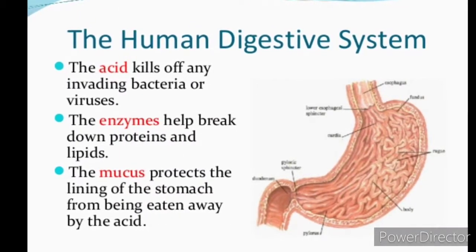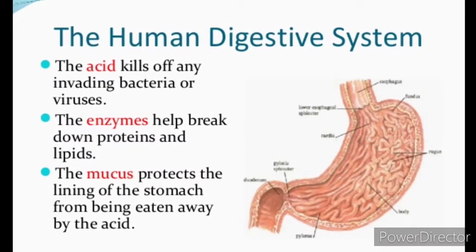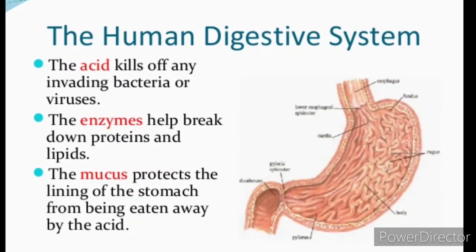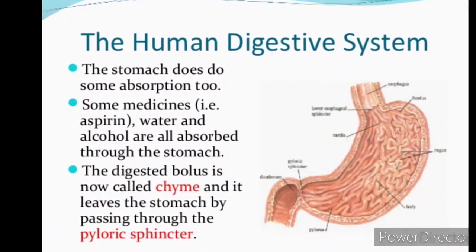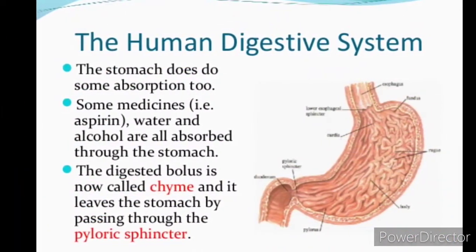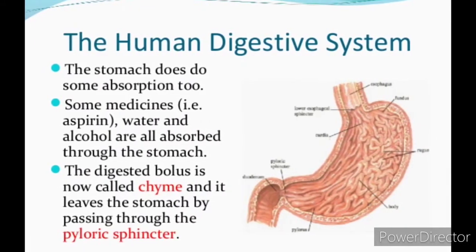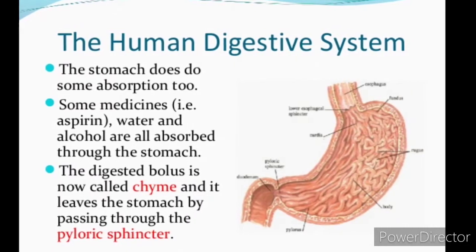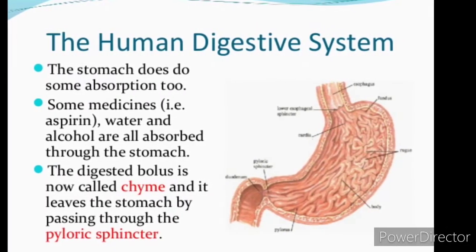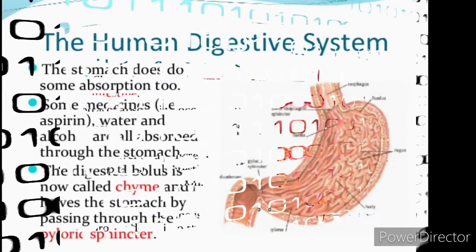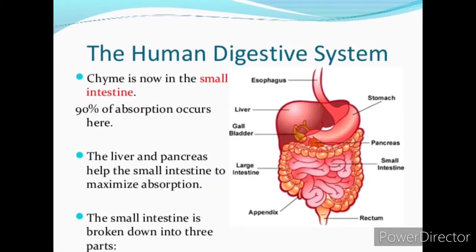The mucus protects the lining of the stomach from being eaten away by the acids, especially HCl, which is an inbuilt acid in our body. The stomach does some absorption too. Some medicines like aspirin, water and alcohol are also absorbed through the stomach. The digested bolus is now called chyme. Bolus changes into chyme. Then the chyme goes into the small intestine.